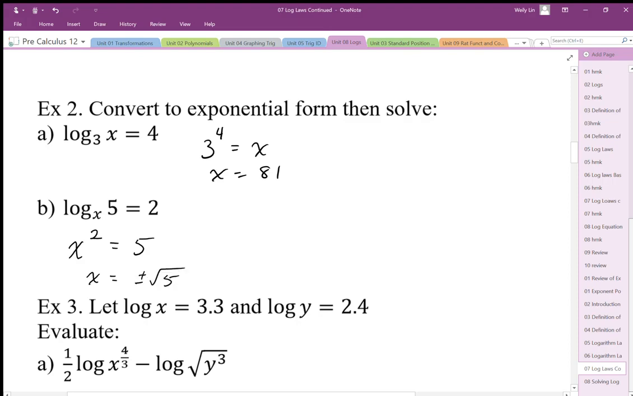Now, anytime we're solving for x, we do have to check to see if the solution is extraneous. And if we plug negative root 5 into here, it's extraneous. So what we have to say then is negative root 5, this is extraneous, and positive root 5, this is our answer. So this one is extraneous.